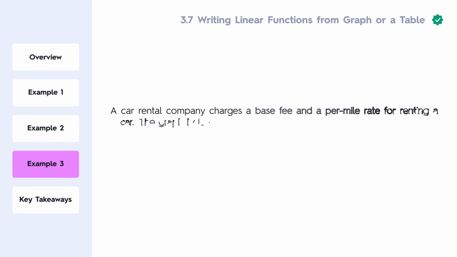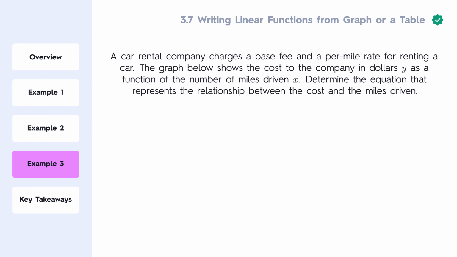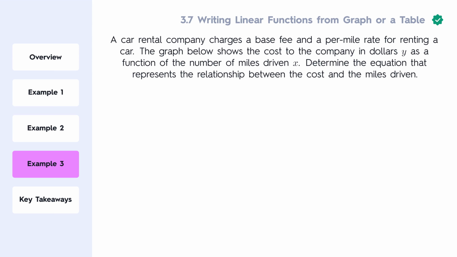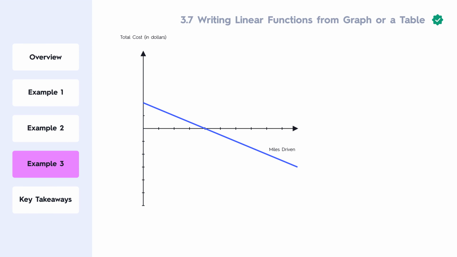In this problem, a car rental company charges a base fee and a per-mile rate for renting a car. The graph will show the cost in dollars y as a function of the number of miles driven x. We need to determine the equation that represents the relationship between the cost and the miles driven. To determine the equation of the line, which represents the relationship between the total cost and miles driven, we need to find 2 things: the slope m and the y-intercept b.